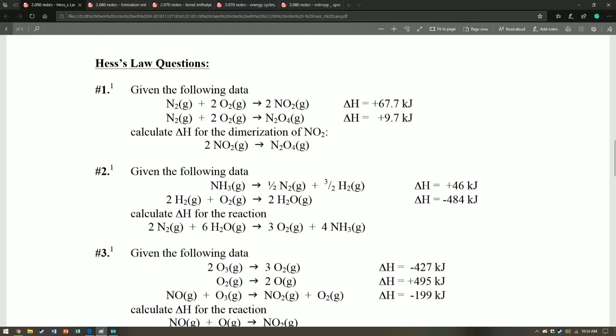Now, the exact numbers in the notes aren't 70 and 10. They're 67.7 and 9.7. I'm too lazy to work with those numbers, so I just rounded it to 70 and 10, so it makes my head not hurt. The actual answer is probably like 58 or 57. Let's do the actual math. It's 58 kilojoules a mole. So, who cares though? But yeah, that's that.